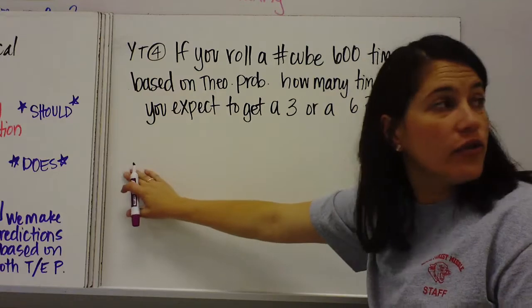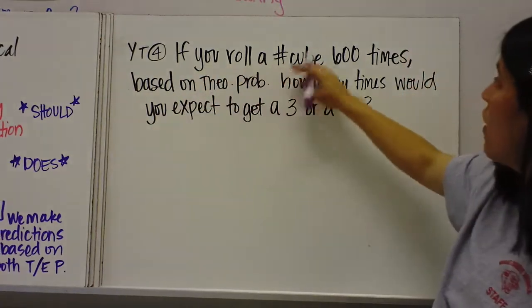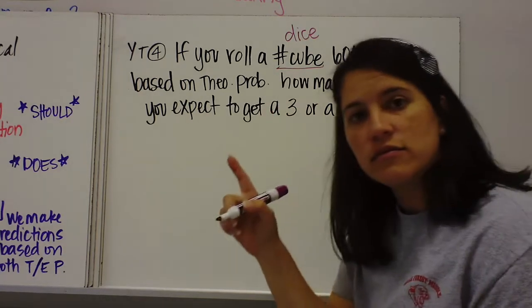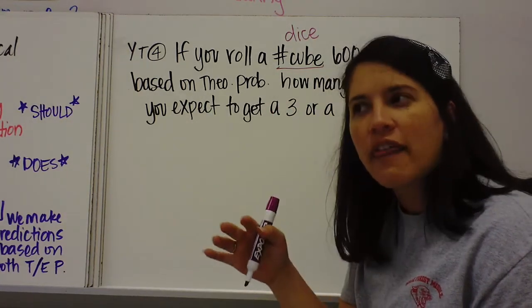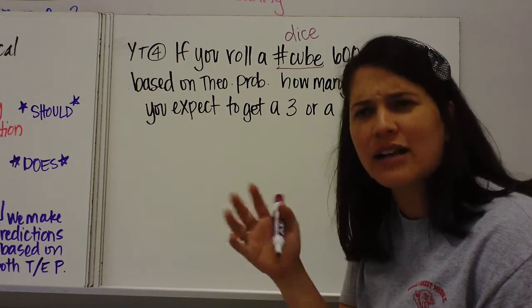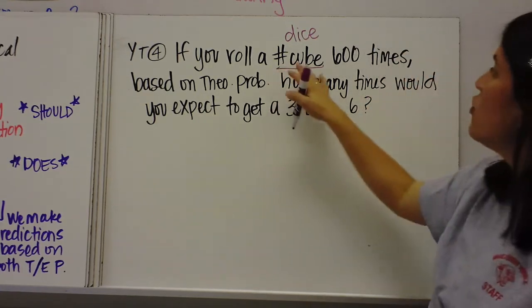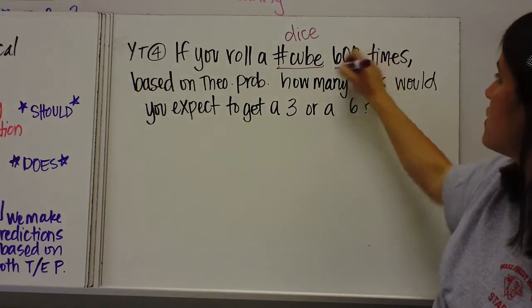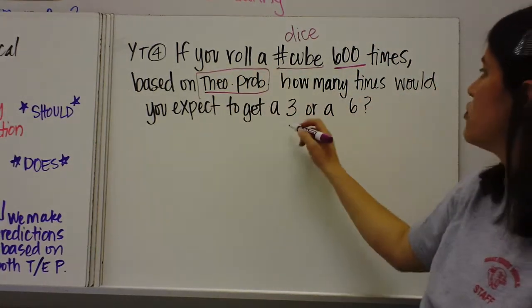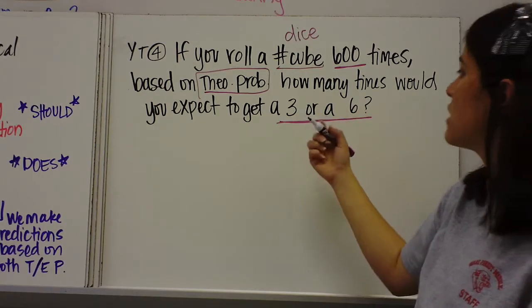All right, so you try number 4. If you roll a number cube, that's dice, right? You're just rolling one die. I guess dice is plural, so one die. You roll one die 600 times. Based on theoretical probability, how many times would you expect to get a 3 or a 6?